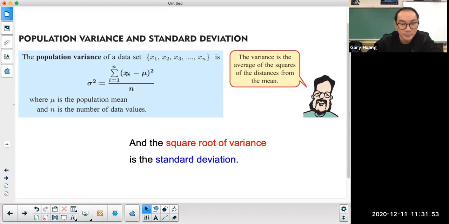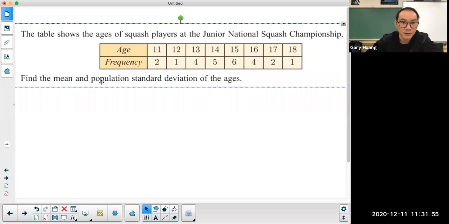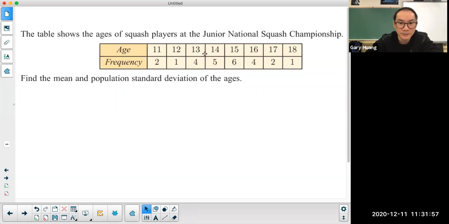So let's take a look at a particular question. Here you're given a bunch of data points. They are the ages of squash players in the Junior National Squash Championship. Now I pick one where it has a frequency table. So one way of doing it is you type 11 twice, 12 once, 13 four times, 14 five times, and so on and so forth.